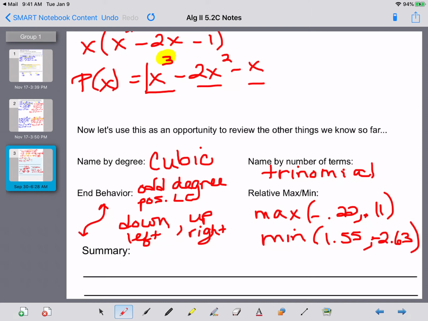All right, let's do some practice on your 5.2c worksheet.